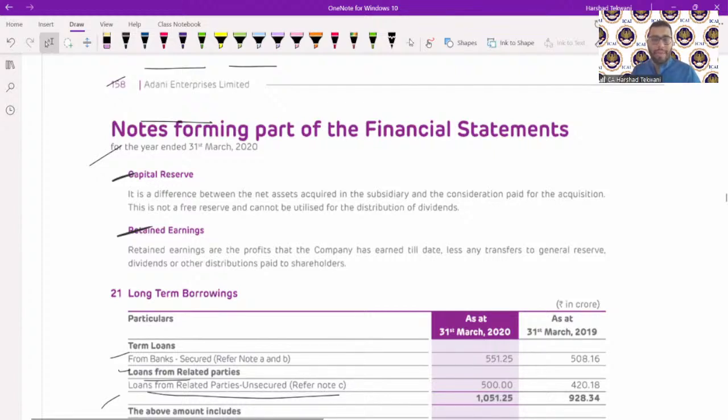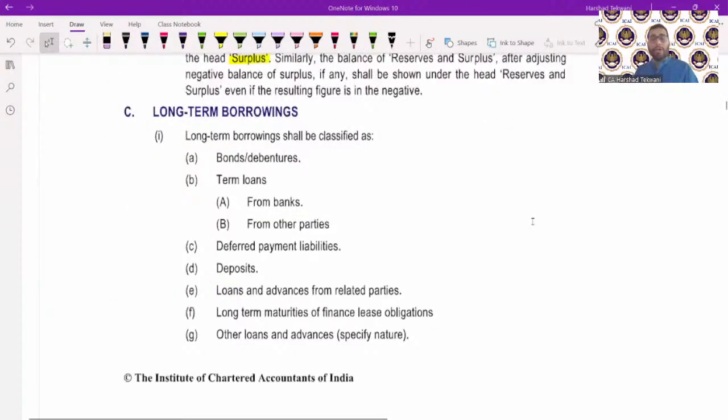No issues. Then let me move to the next item, that is long-term borrowings. Now again, as I said, it starts in the reverse order of liquidity preference. The most illiquid items, the items which are not that liquid, will be shown first. So I'm going with long-term borrowings first. Again, it's disclosed the same way as in the balance sheet.